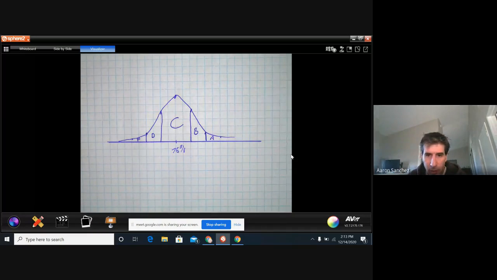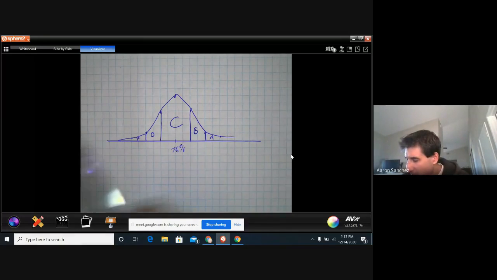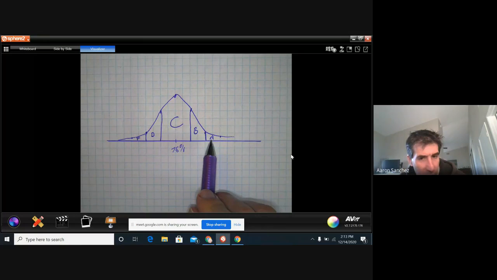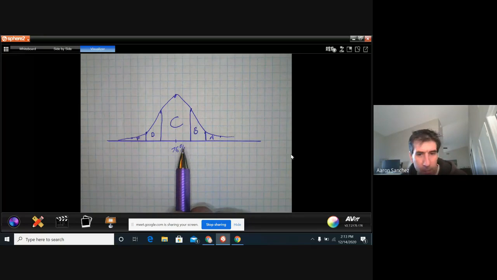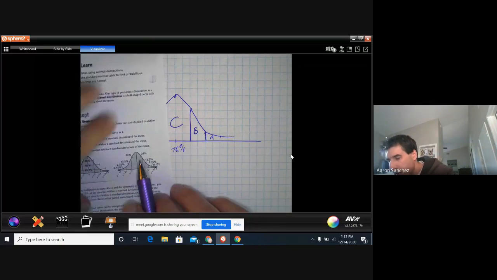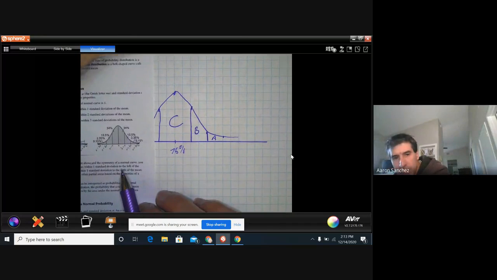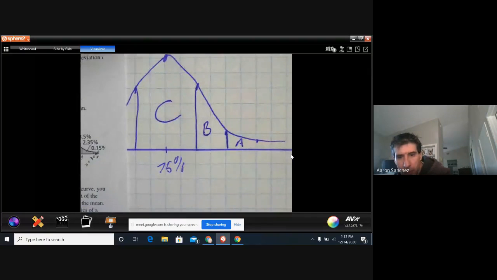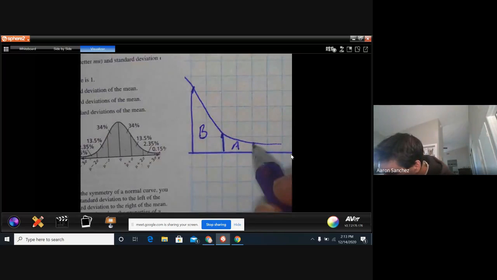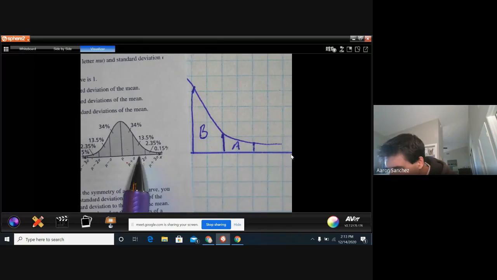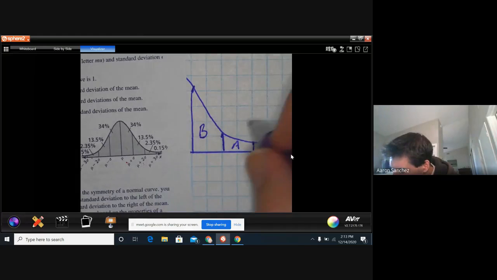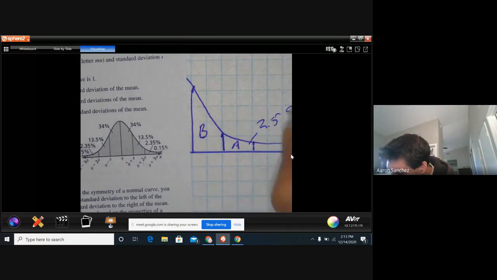Now, what this is saying is, look at your curve. You guys see your curve that we drew there before? The one that I had you take a picture of? If this is a normal distribution, this is all my A's. My A's would be this section, this section, 2.35% and 0.15%. So what that's saying is 2.5% of my grades are A's.